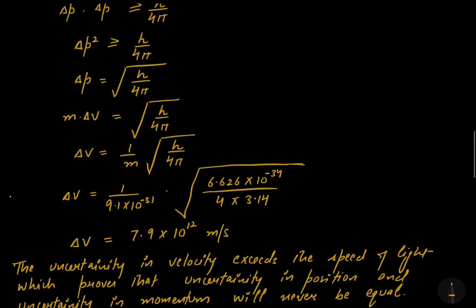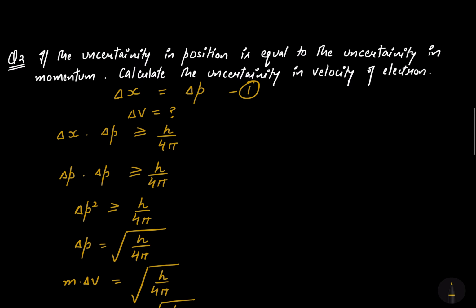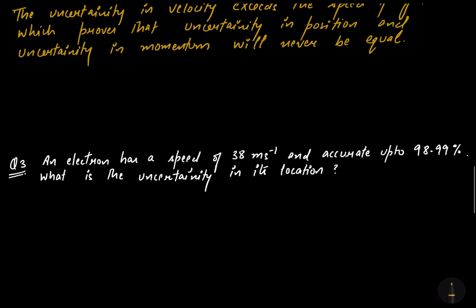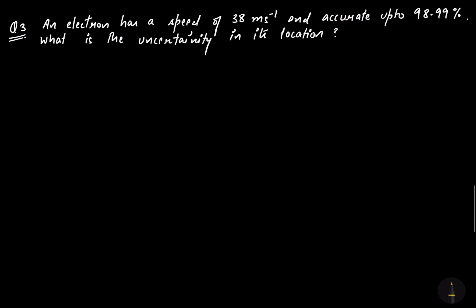So that was the second numerical. I hope you got this thing. So now let's move to the third numerical. In the third numerical, the question is saying an electron has a speed of 38 meters per second and accurate up to 98.99%. What is the uncertainty in its location?